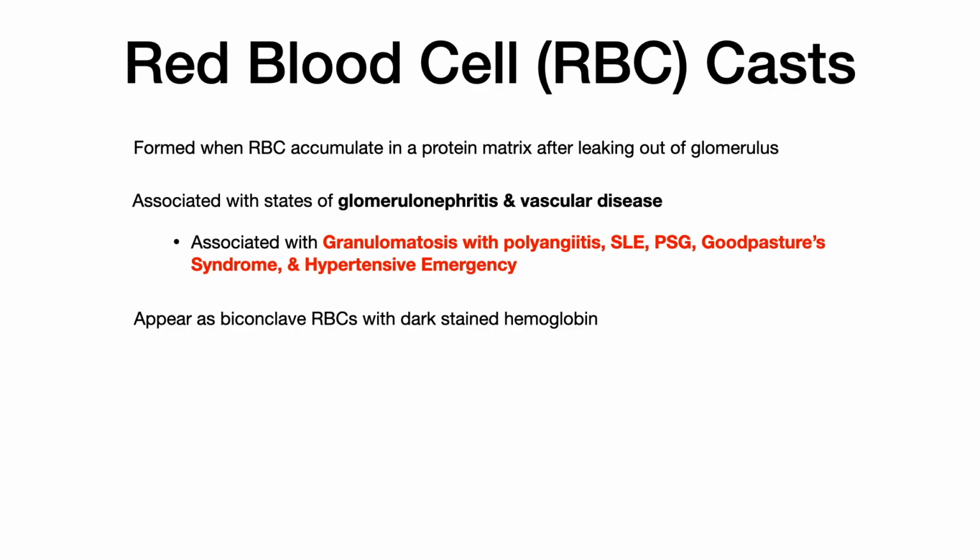Because of that, these are highly associated with different types of glomerulonephritis and vascular disease, such as granulomatosis with polyangiitis, lupus, post-strep glomerulonephritis, Goodpasture syndrome, and hypertensive emergency. How these look is that they will be biconcave red blood cells with dark stained hemoglobin. So bottom line here, red blood cell cast equals glomerulonephritis and vasculitis. That's what you need to memorize here: vascular disease and glomerulonephritis.